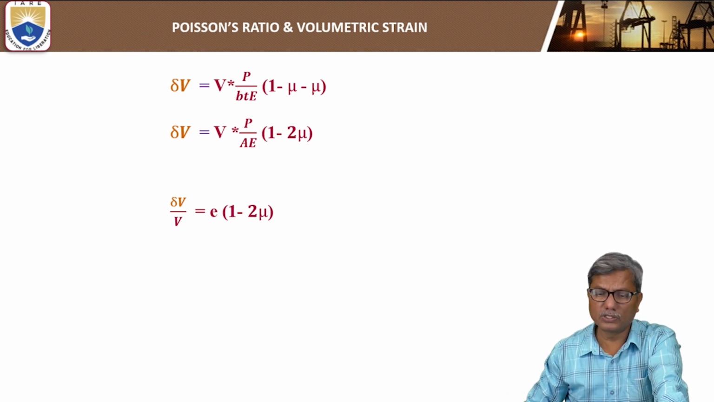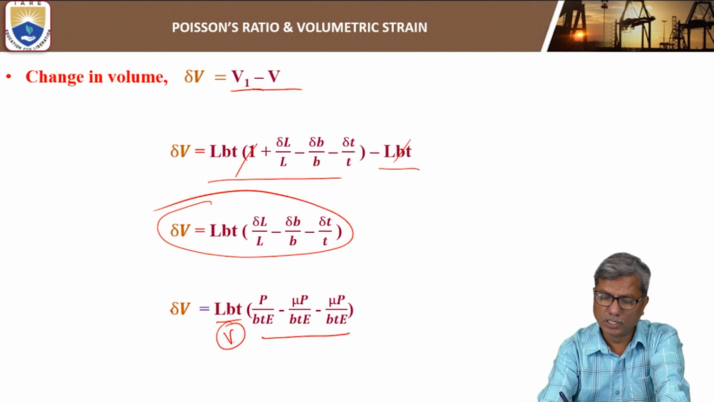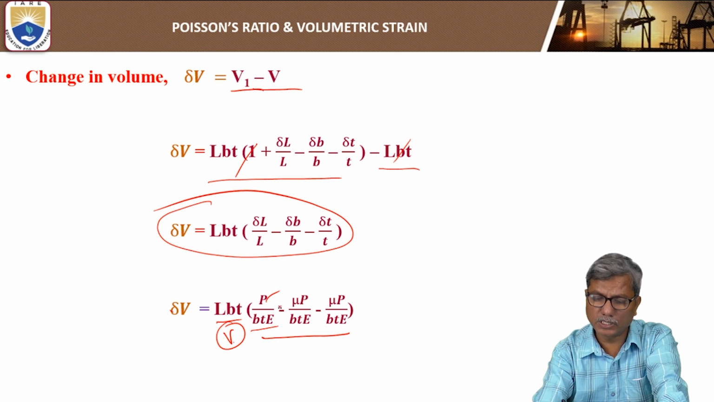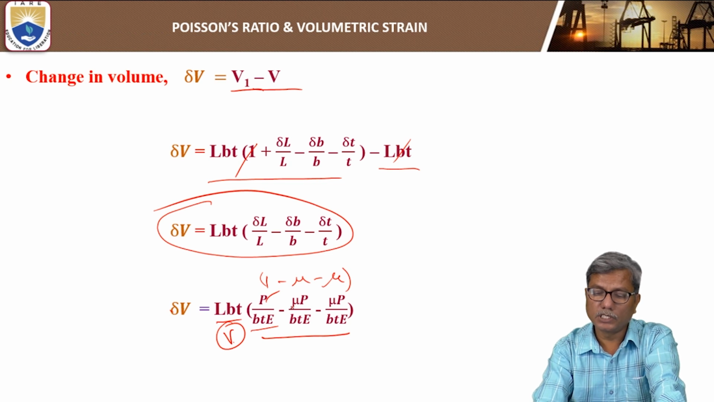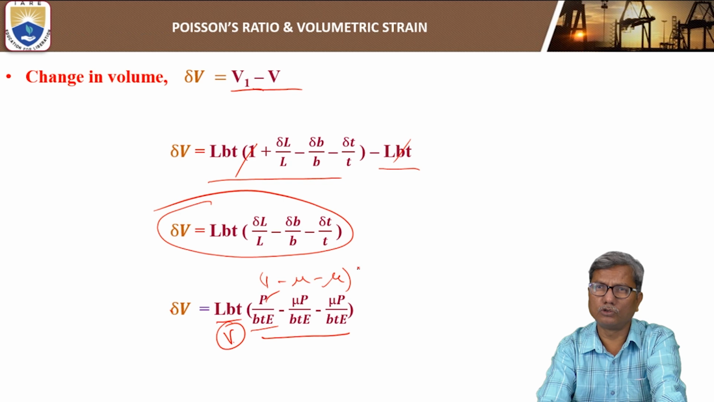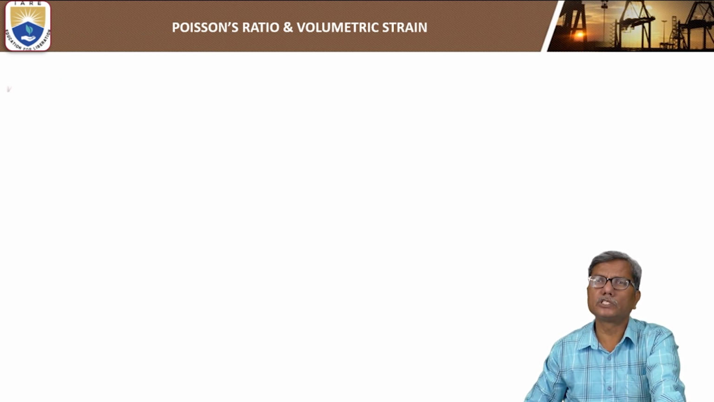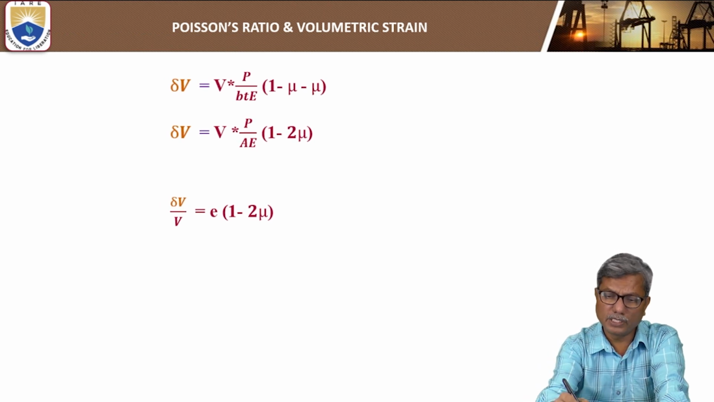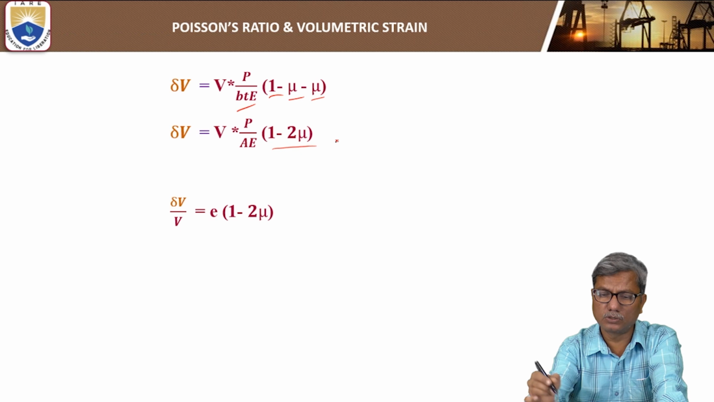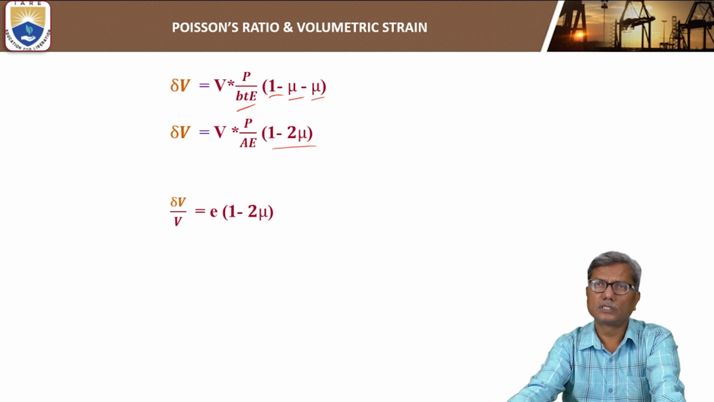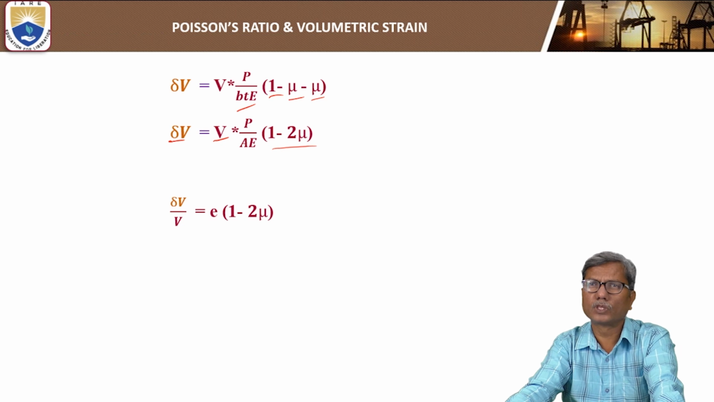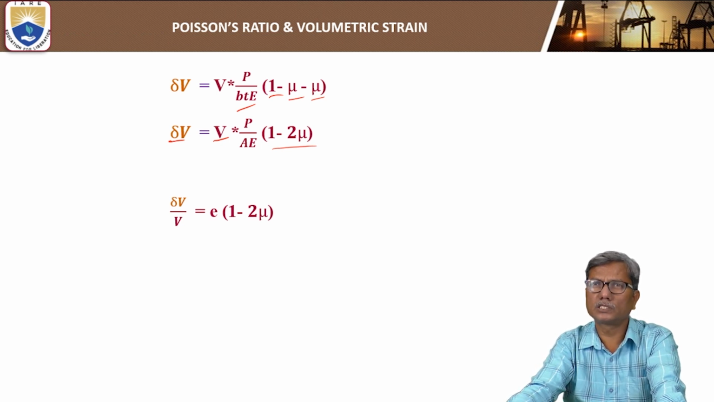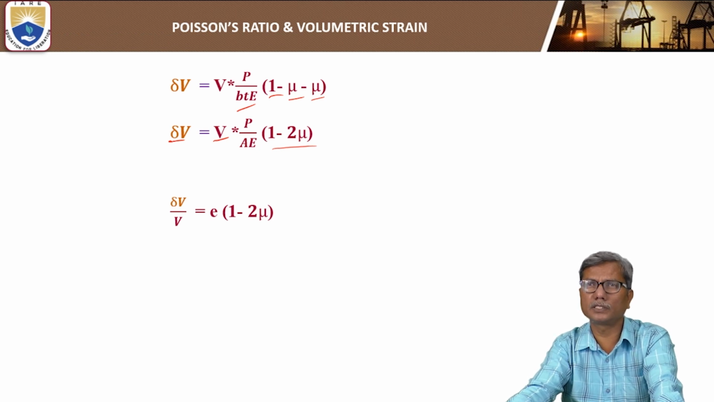Here, you can take P by BTE common. You will have 1 minus mu minus mu inside the brackets. So P by BTE into 1 minus 2 mu. So delta V is equal to V into P by BTE into 1 minus mu minus mu, that is 1 minus 2 mu. It is clear. So the ratio delta V by V is equal to P by AE into 1 minus 2 mu.